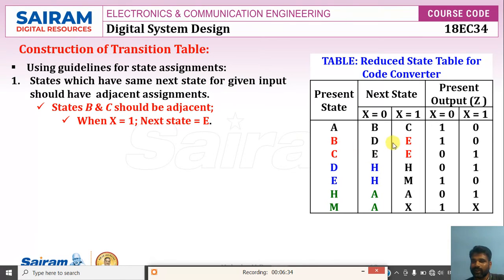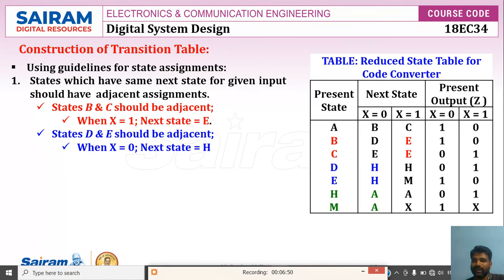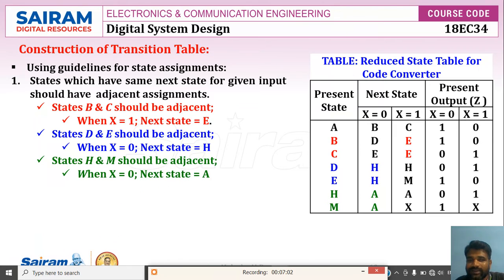So for input x is equal to 1, for present states B and C, the next state is the same, E. So B and C should be adjacent. Similarly, D and E should be adjacent because when x is equal to 0, the next state is H, which I have highlighted in blue color. Similarly, H and M should be adjacent because when x is equal to 0, the next state is A. This is the first rule for state assignment.